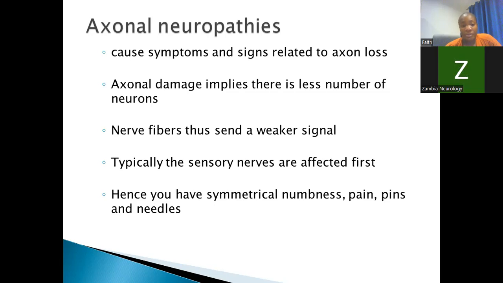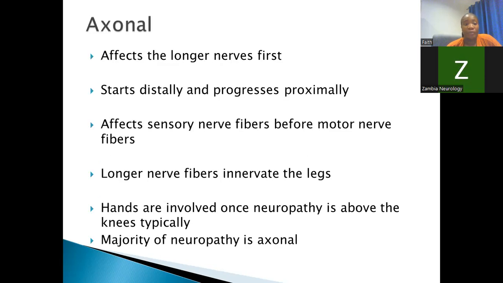Typically for axonal neuropathies, the sensory nerves are affected first as opposed to the motor nerves. As a result, most of the symptoms the patient presents with earlier are numbness, pain, pins and needles, mostly sensory symptoms. Axonal neuropathies also tend to affect the longer nerves first. So the pattern of presentation is that patients present with symptoms in the more distal part of their limbs, and this progresses proximally.